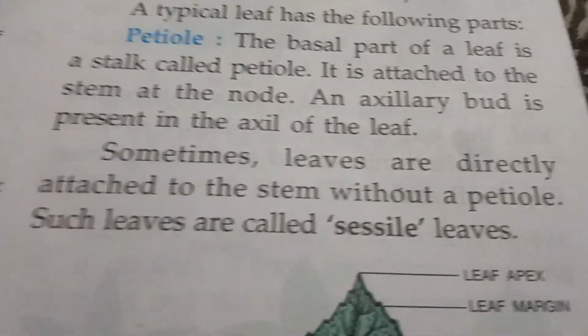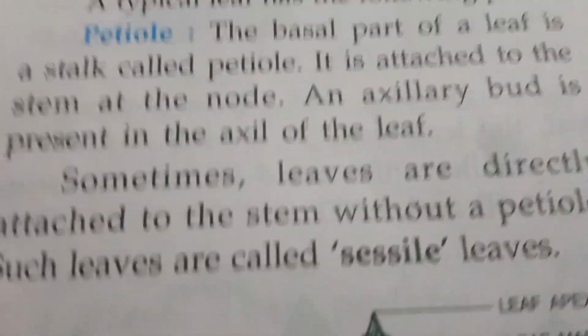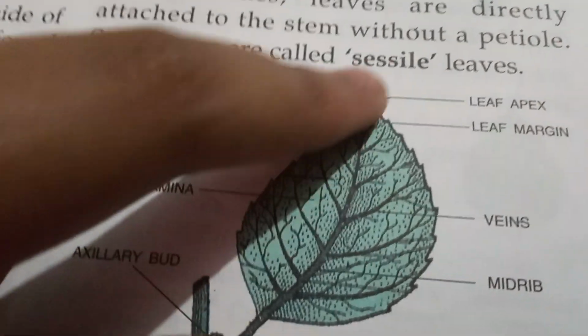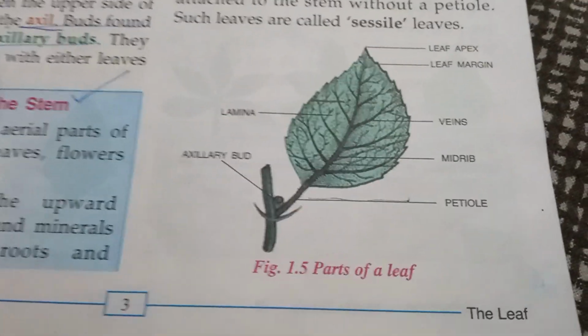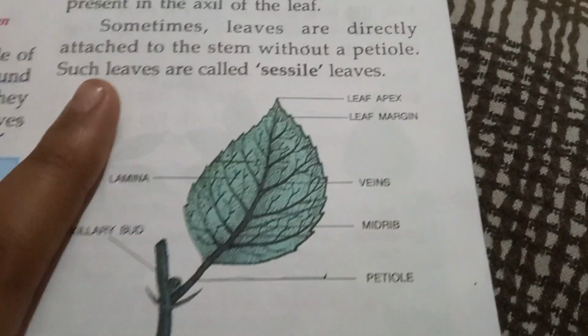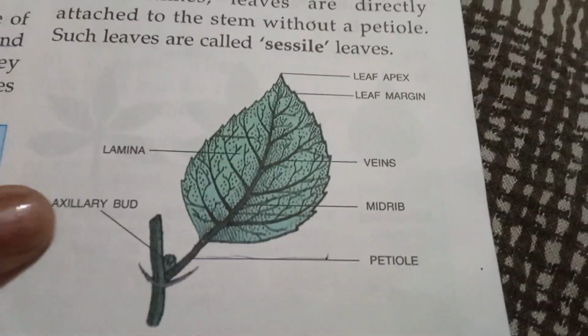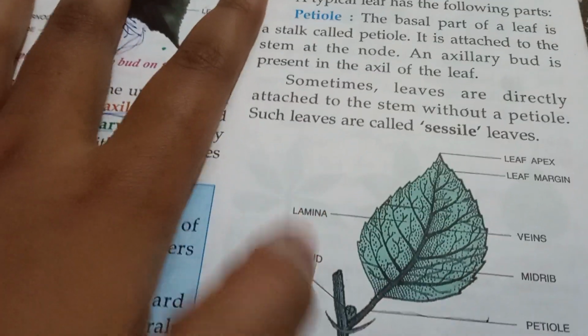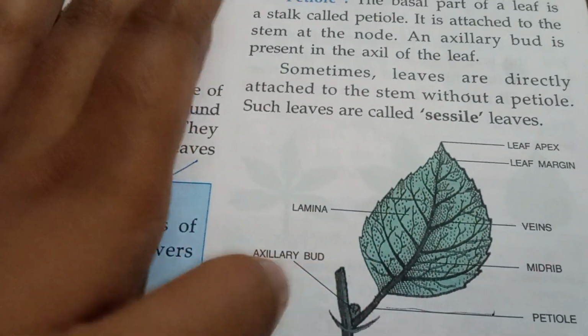Okay, this point is quite important. Just remember this point. Sessile leaves: if it doesn't have a petiole, it is known as a sessile leaf. Then this is the whole diagram. This is the axillary bud, right? This is the axillary bud because it forms an axil or an angle.